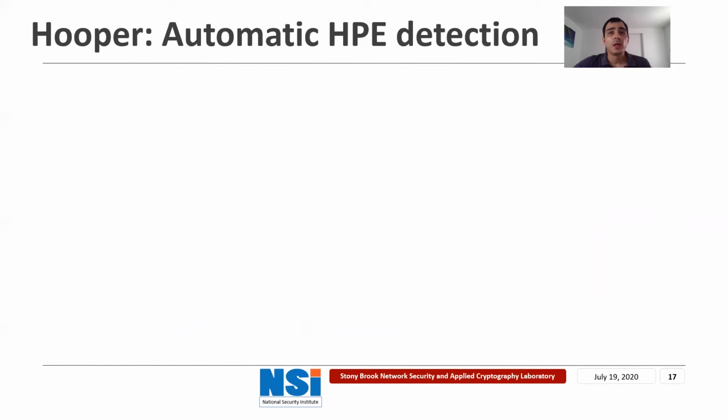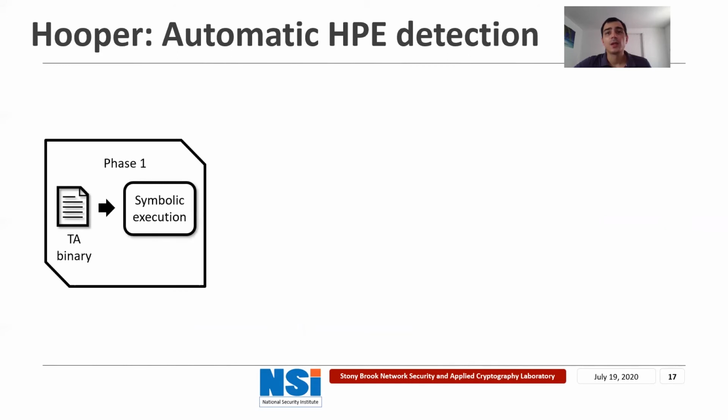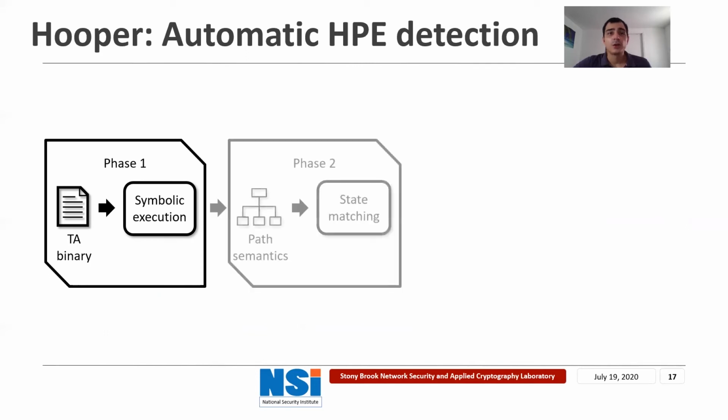In order to speed up the analysis process for horizontal privilege escalation detection, we have designed and implemented an automatic HPE detection tool. We have named the horizontal privilege escalation detection tool HOOPER. HOOPER consists of 3 phases. First, HOOPER takes a TA binary and uses symbolic execution to analyze its execution paths. The resulting path semantics are then collected and used in phase 2.